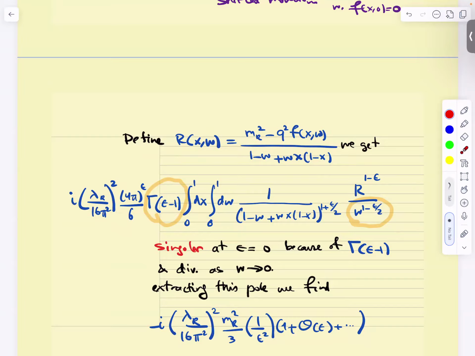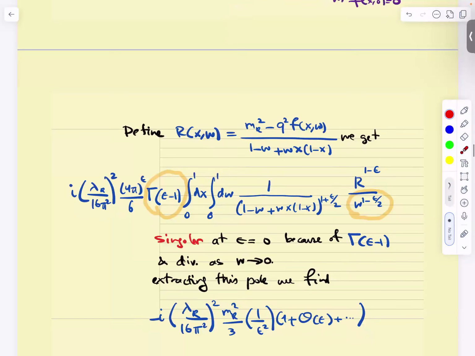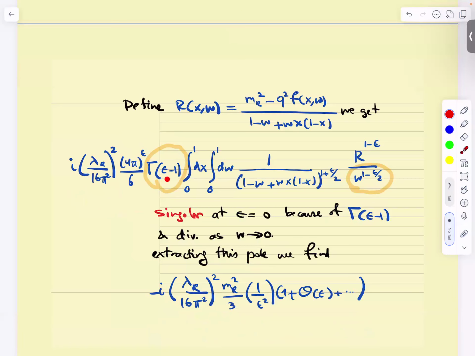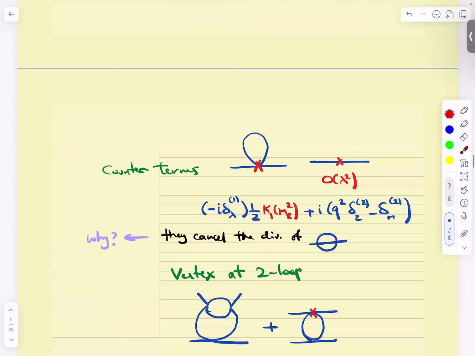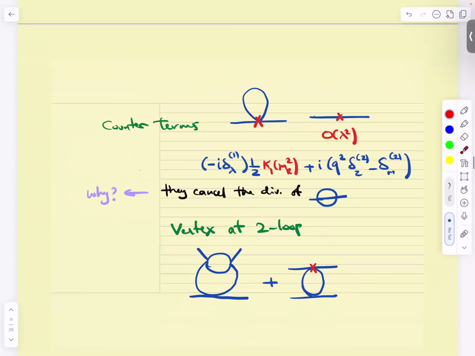Then what you do is you organize your integral this way, right? An integral over x and w. You don't need to do them. R to the power of 1 minus epsilon. This is the part that we're going to keep track of. It's singular as epsilon equals 0 because of this guy, right? And then it's divergent as w goes to 0. We extract the pole. This is what it's going to look like. 1 over epsilon squared, as I promised. Okay? Good.